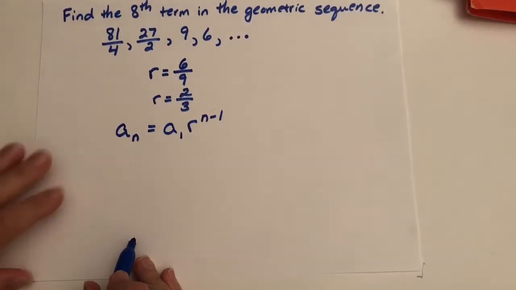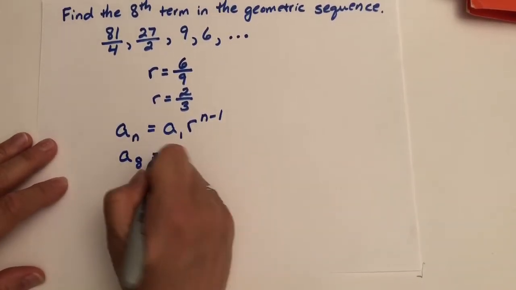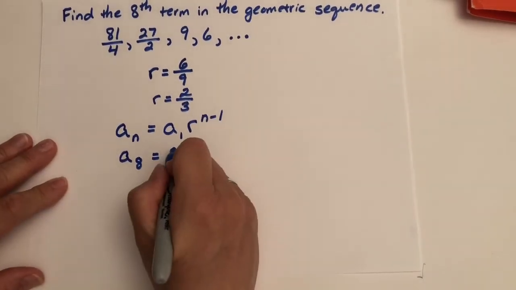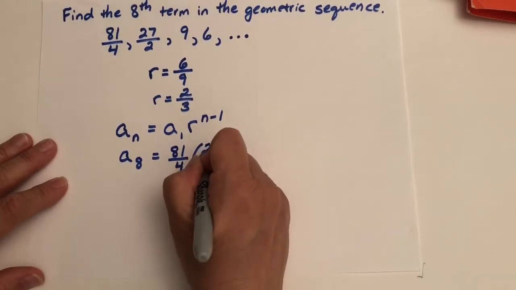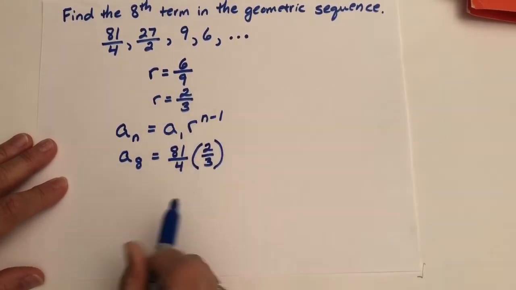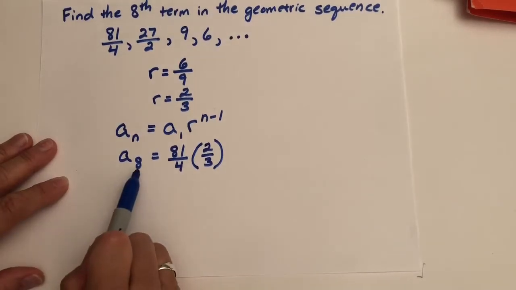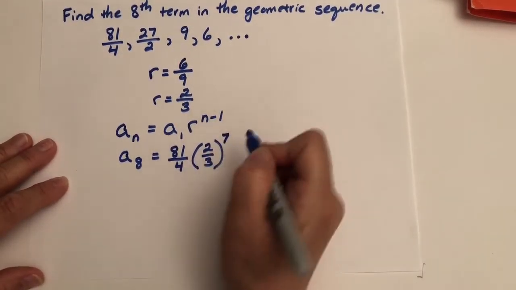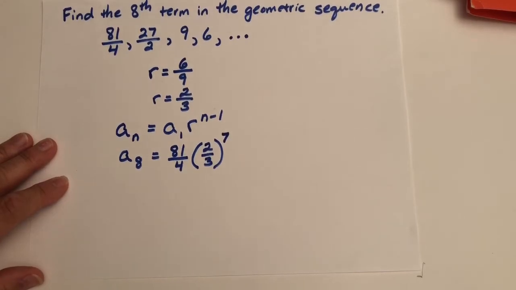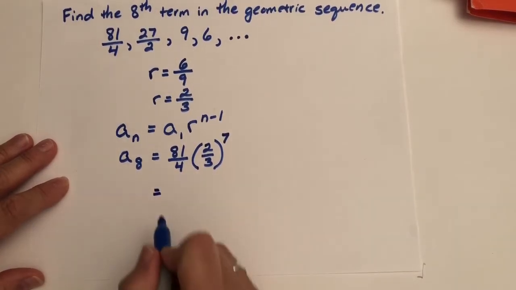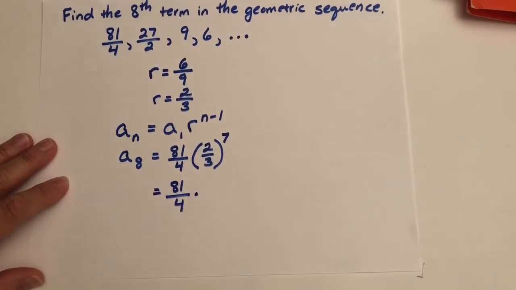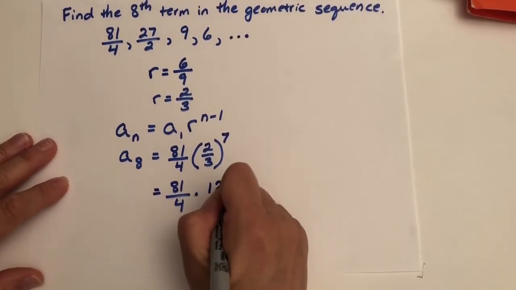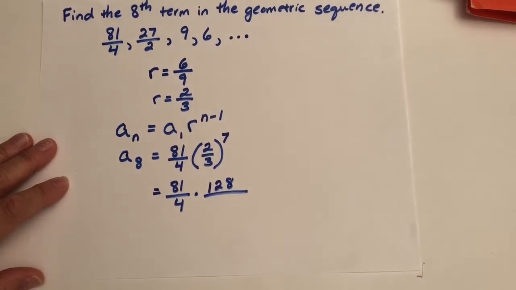So if I'm looking for the 8th term, I start with the first term and I multiply by r raised to the n minus 1 power. Notice n is 8, so n minus 1 is 7. So we have an arithmetic problem to do here. So we have 81 over 4 times 128 divided by 3 to the 7th power.